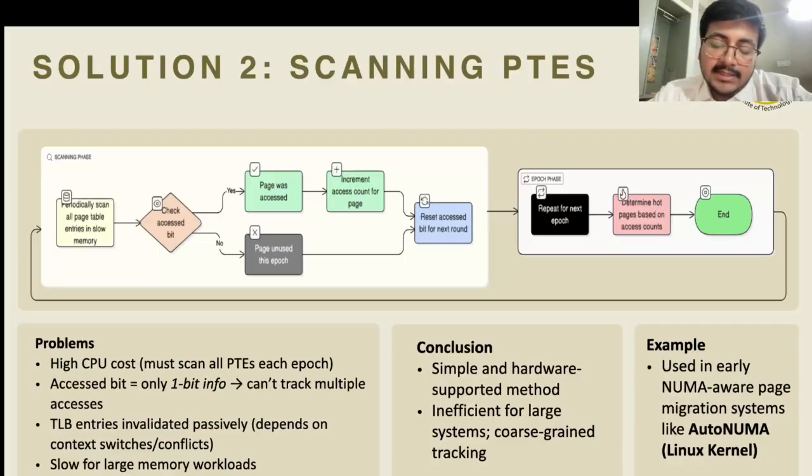Scanning all PTEs takes time, and the access bit only tells whether a page was accessed or not, not how many times it was accessed, leading to wrong assumptions. A system using this idea is AutoNUMA in Linux.